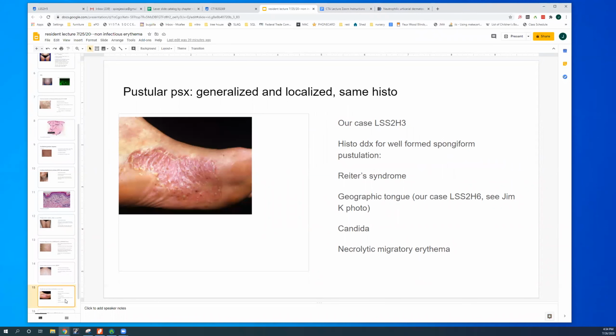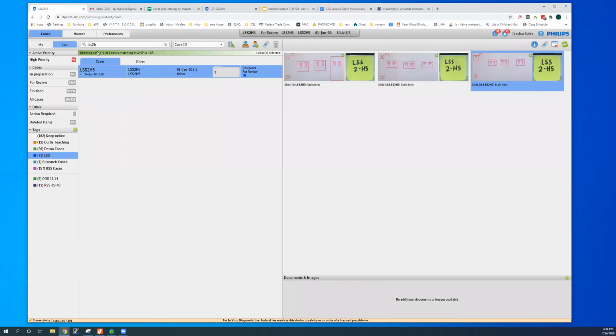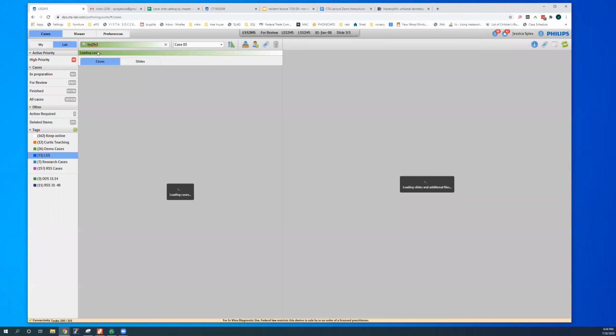There's one more psoriasis pattern I wanted to go over, and that was pustular psoriasis. As you know, it can be generalized or localized. Clinically, it pretty much has the same histology when we're looking at it under our microscopes or on our Philips digital scanners now. And so let's bring up that case, H3. This is something we don't see that often.